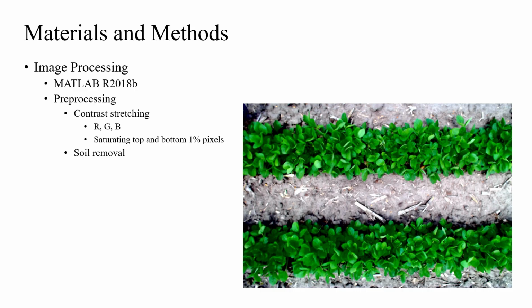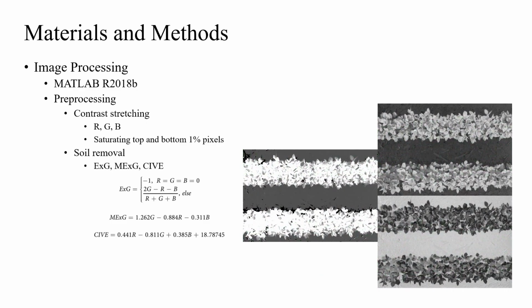First, 3 vegetation index images were calculated from each contrast-enhanced RGB image: excess green, EXG, modified excess green, MEXG, and color index of vegetation extraction, CIVE. The vegetation index images were then rescaled to the range of 0 to 1 respectively, and the difference image between MEXG and CIVE was computed to further enhance the intensity difference between plant pixels and soil pixels.